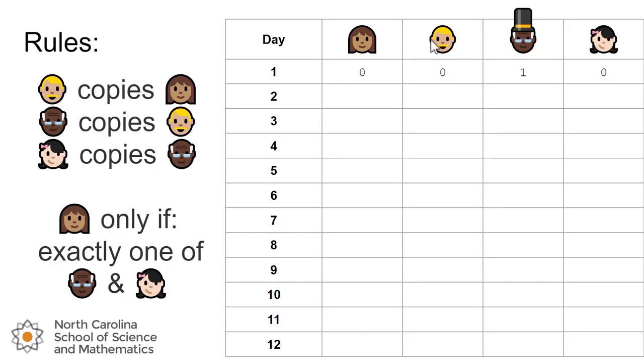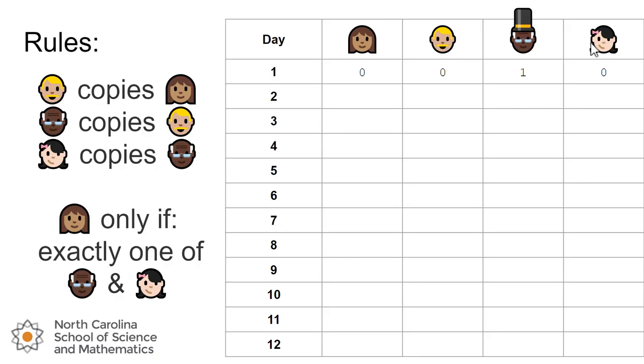The man with the blonde hair, he'll look to the left. He copies what she's doing. So on day 1, she had a 0. On day 2, this man will have a 0. The man with the white hair and glasses will look to his left and see no hat. So he's going to switch it up tomorrow. He's wearing a hat now, but since the man with the blonde hair to his left is not wearing a hat, tomorrow he's going to copy him and not wear a hat.